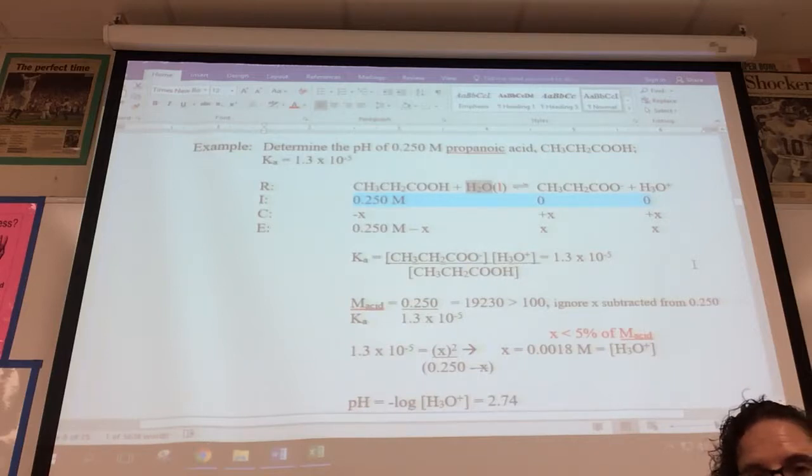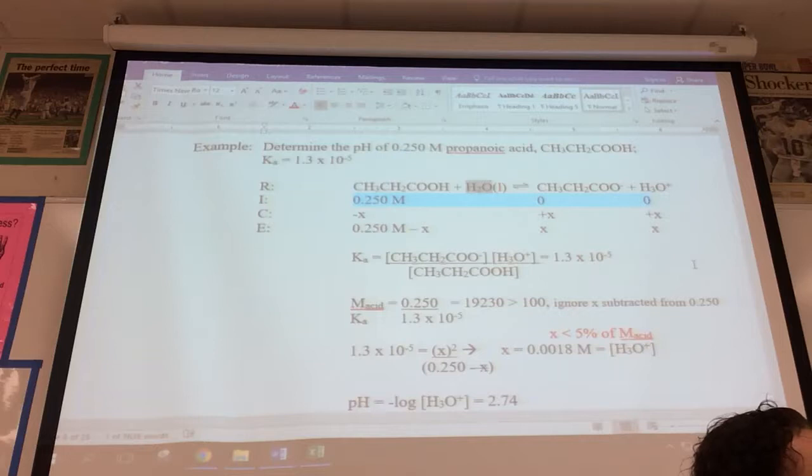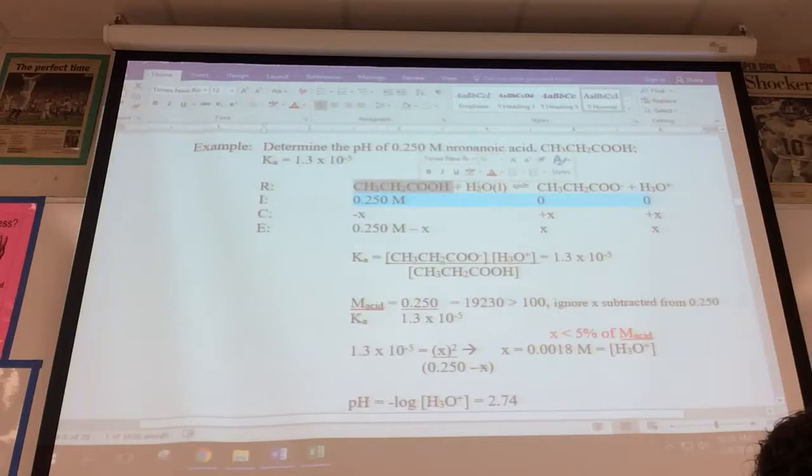It's like the conjugate acid. This is an acid, so this would be the base generating this conjugate acid.